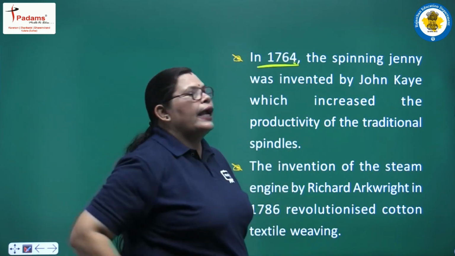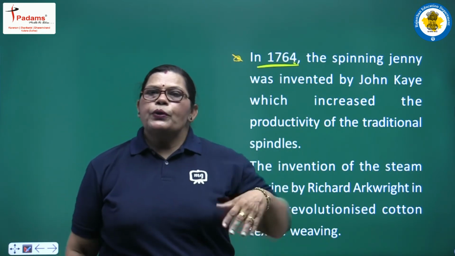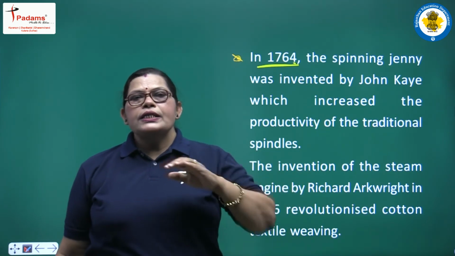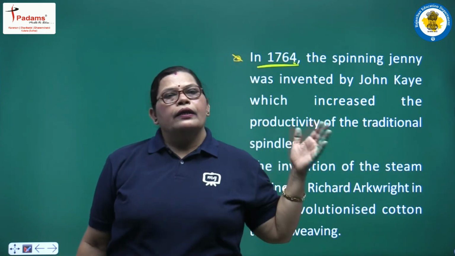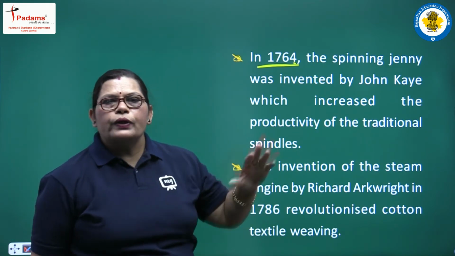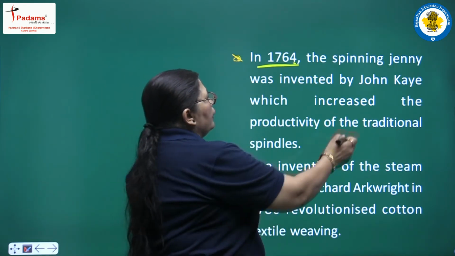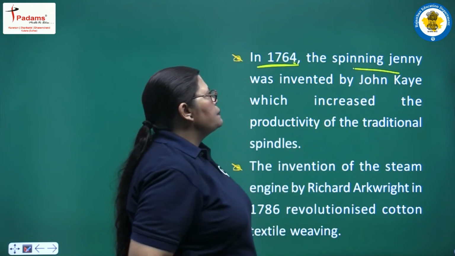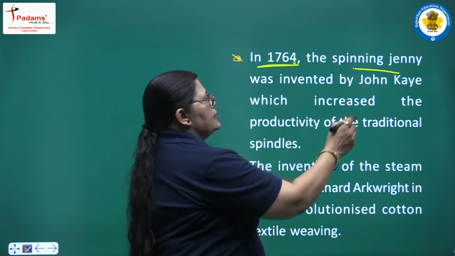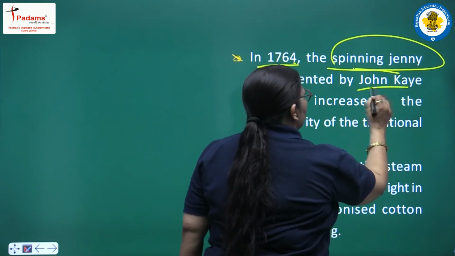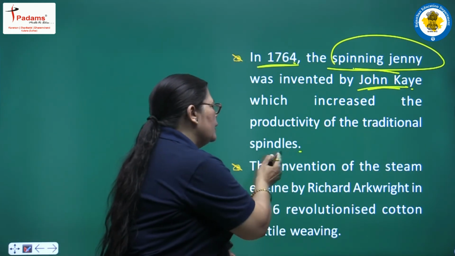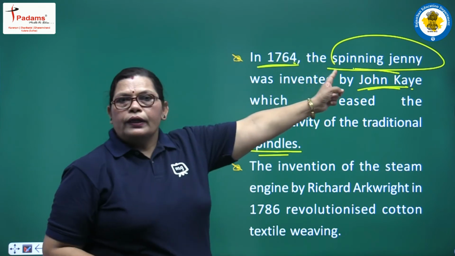In the year 1764, some new inventions were there, and these new inventions always developed the Britain market, abroad market, but not the Indian market. What happened to these? We will discuss here. In 1764, spinning jenny was invented by John Kay, which increased the productivity of the traditional spindles. This one was the invention.